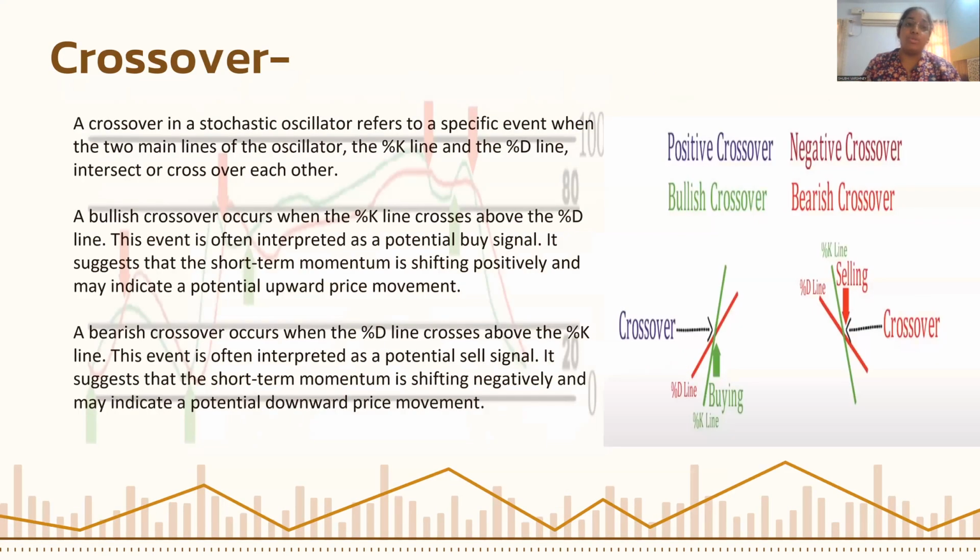What are crossovers? A crossover in the stochastic oscillator refers to a specific event when the two main lines of the oscillator, the %K line and the %D line, intersect or cross each other. A bullish crossover occurs when the %K line crosses above the %D line. One can see in this image, this is known as a positive crossover or bullish crossover, when the %K line crosses the %D line in an upward trend.